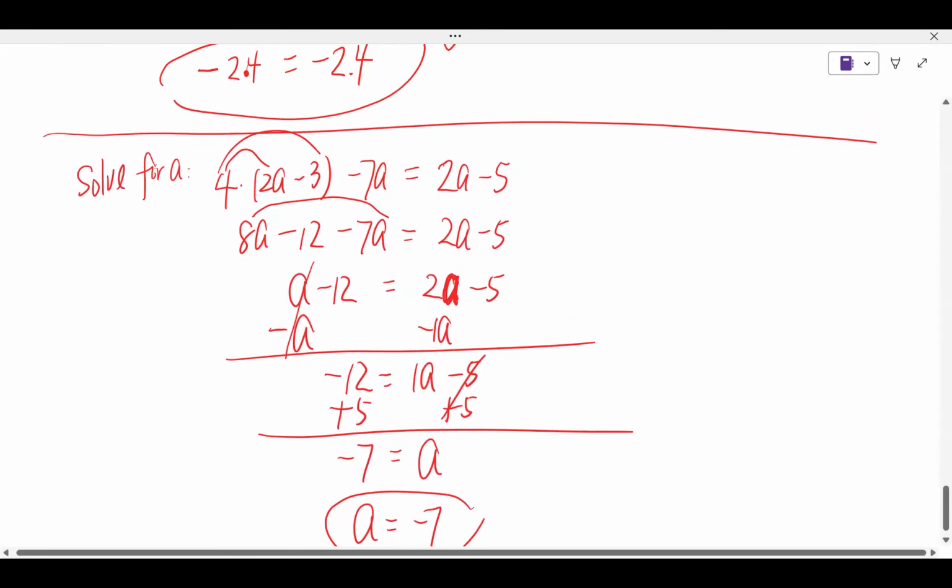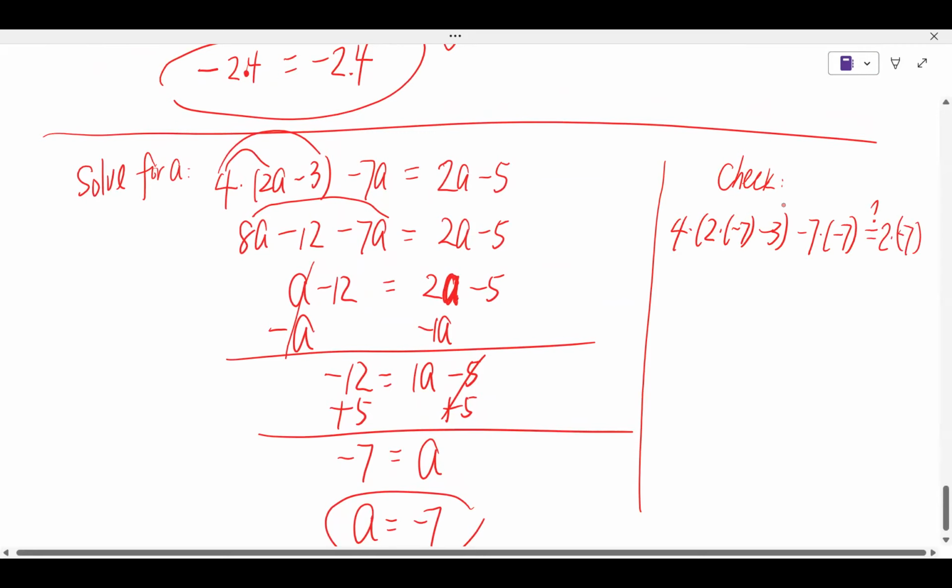Sometimes we get a little bit more complicated. And also you're going to check it, right? Check by plugging the numbers into the original equation. We get 4 times 2 times -7 minus 3 minus 7 times -7. We don't know yet, question mark. And 2 times -7 minus 5.